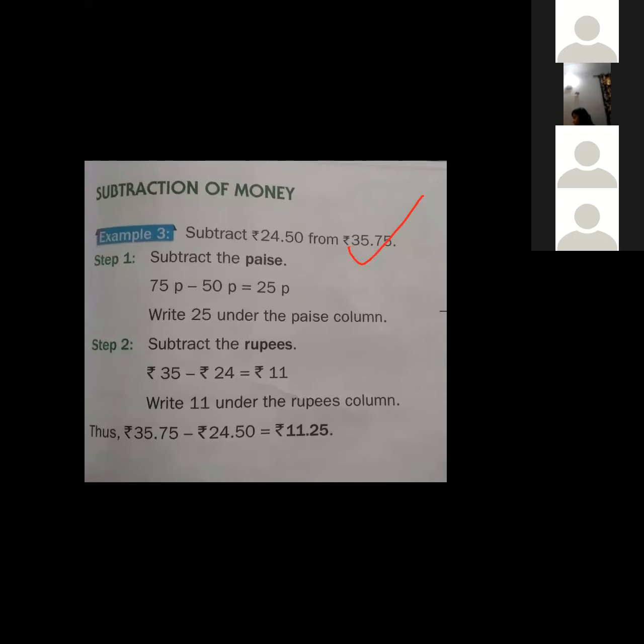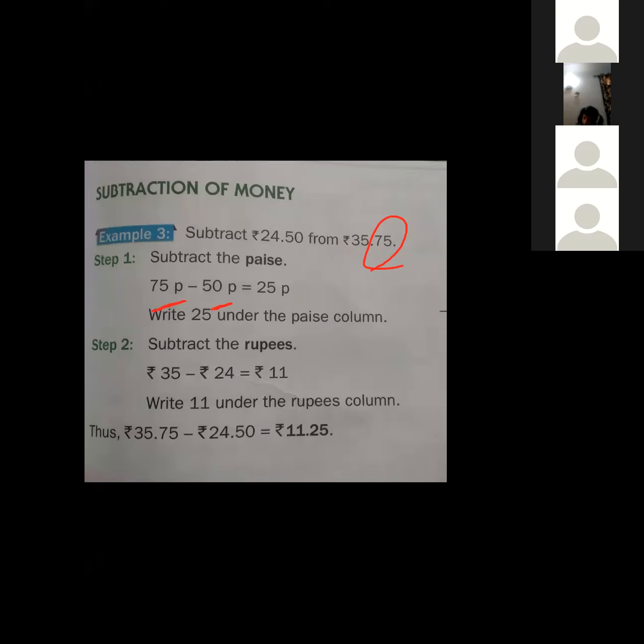This is a stepwise sum. I'll show you that also. So here, see, subtract the paise. They have done subtraction first. They have minus, again the big number. They have kept 75 at the top and 50 here. They have not done the column way, but here also they have written the big number first. 75 paise minus 50 paise, you get 25 paise. So write 25 under the paise column.